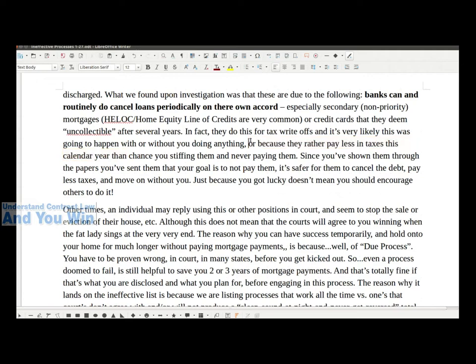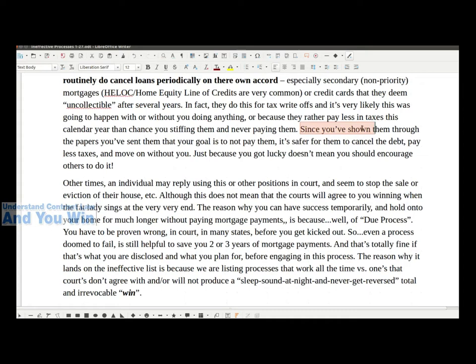So, private debt collection companies may send you a notice that they're canceling your debt. They found the debt to be uncollectible and they want a tax credit. And they will make money by canceling your debt because they will earn a tax credit. So since you've shown the banks through the papers you've sent that your goal is to not pay them, obviously it's safer for this secondary mortgage company, which has no interest in your home, because the first mortgage company has the rights to foreclose and sell your house and collect all the money for it, not the second mortgage company, generally speaking. So it's safer and more beneficial and profitable for them to cancel your debt so that they will wind up paying less taxes due to a tax credit and just move on without you and forget about you.